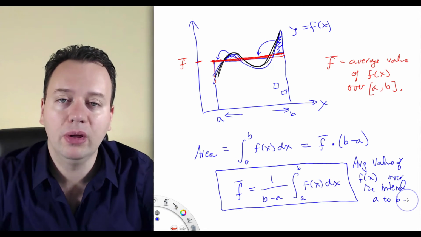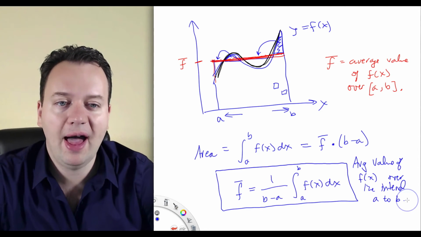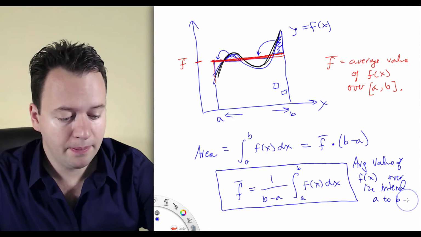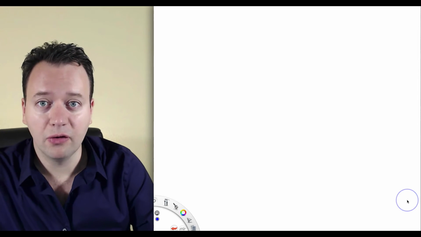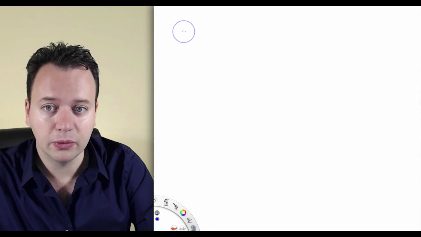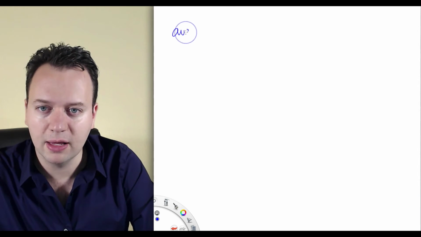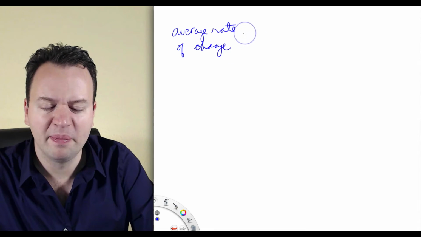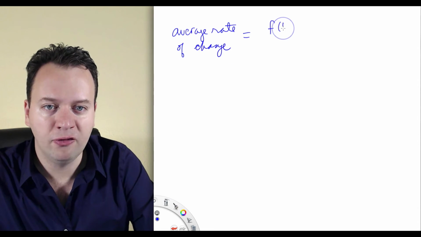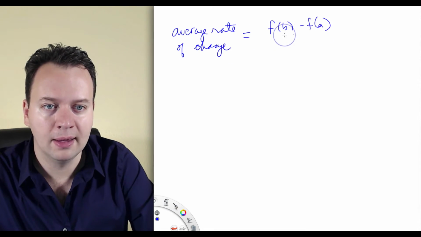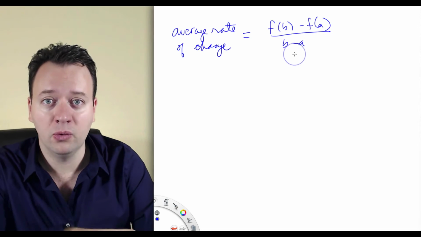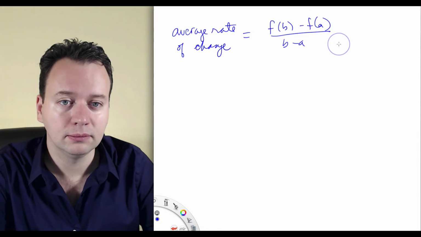Now let's look at the relationship between the average value of a function and the average rate of change of a function. So the average value of a function was defined in the previous slide. We also said that the average rate of change, and this is just an interesting observation here, of a function is f of b minus f of a divided by b minus a. So this formula goes way back to when we first started talking about calculus.